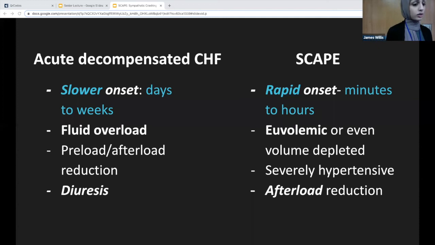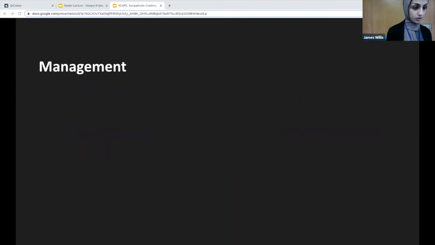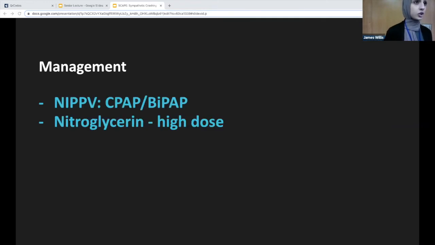And while management of this patient is also going to be preload and afterload reduction, primarily we're going to focus on afterload reduction, because that's really what's causing this presentation. The etiology is vascular. So that's what we're going to address in management. So management of this patient is going to be primarily with positive pressure ventilation and high dose nitroglycerin. That is the way that you manage a patient in hypertensive acute pulmonary edema.